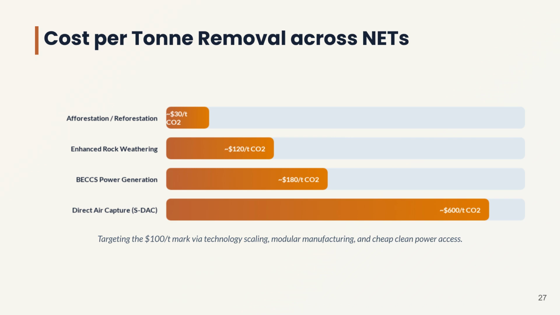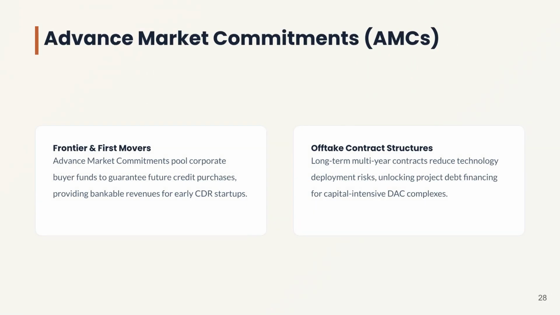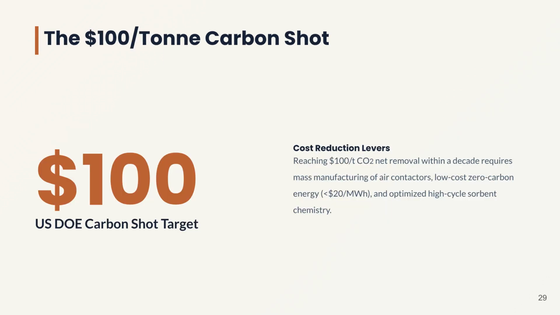Technology scaling and modular manufacturing are key drivers in reducing costs toward the $100 per ton target, as shown in this comparative cost analysis across different negative emission technologies. Advanced market commitments provide essential support by guaranteeing future purchase volumes, which helps early-stage startups secure the financing needed for large-scale infrastructure. The U.S. Department of Energy's Carbon Shot target aims for $100 per ton of net removal. Achieving this will require cheap zero-carbon energy and optimized, high-cycle chemical processes.